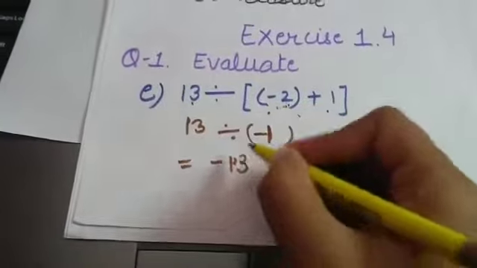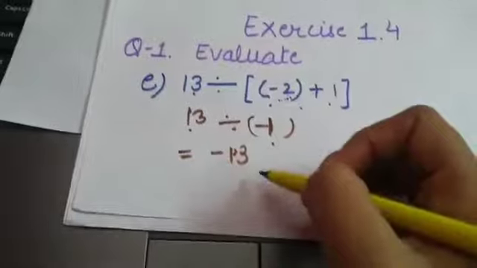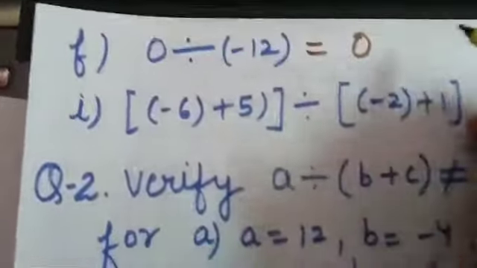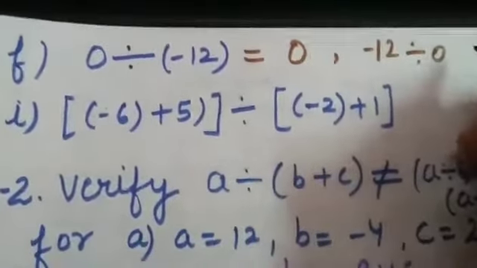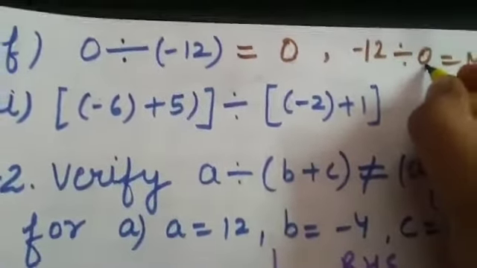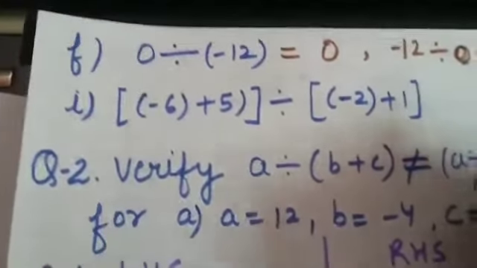How will you get minus 13? Because it is a positive and a negative integer and you are dividing them, so I will get minus 13. Now come to the next one, that is 0 divided by any integer. Whenever you divide 0 by any integer, you always get 0. And if there is a question like minus 12 divided by 0, that is not defined, because 0 is the denominator. Whenever 0 comes as the denominator, it is not defined.